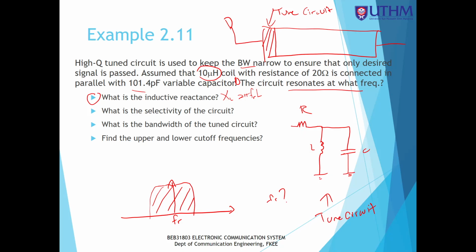The next question asks about the selectivity of the tuned circuit. Remember selectivity: previously we have the shape factor, the bandwidth of the tuned circuit, and the quality factor. So which one actually? In this example, it is referring to the Q parameter.